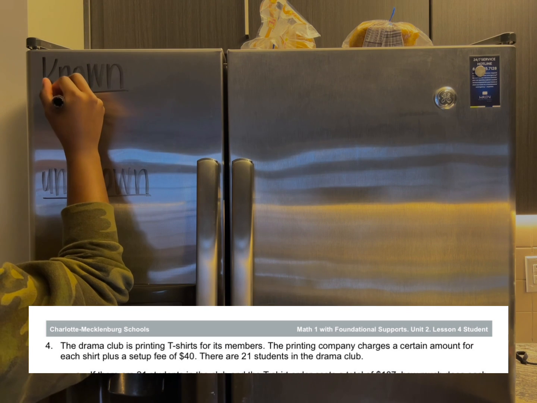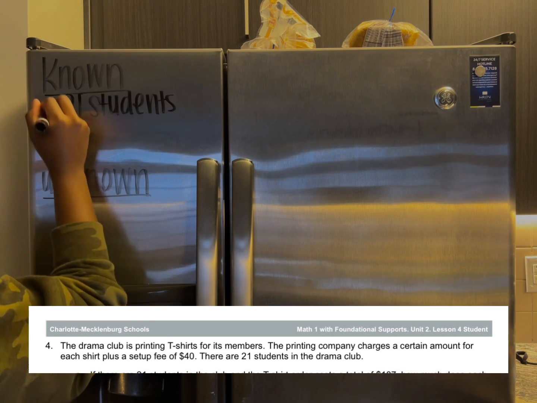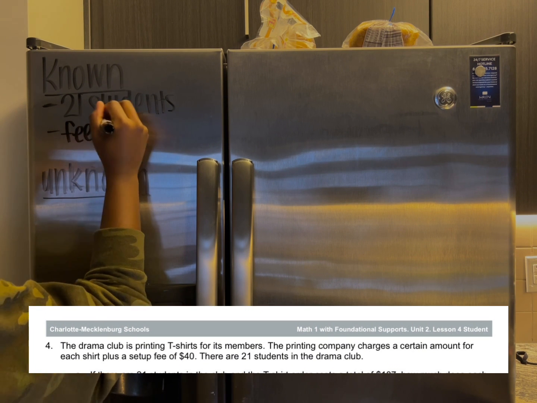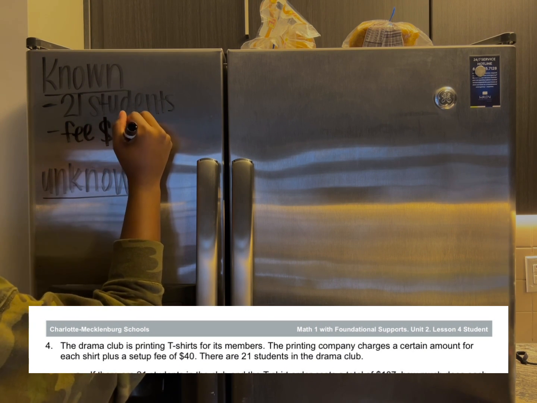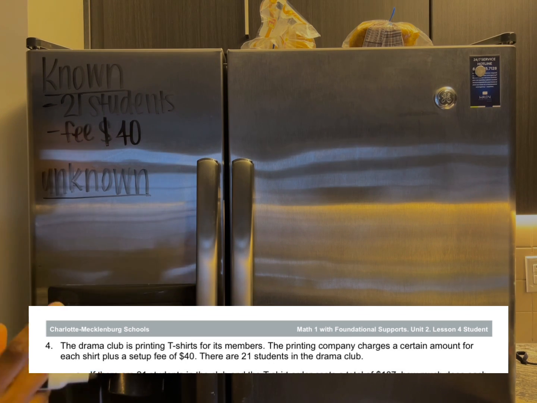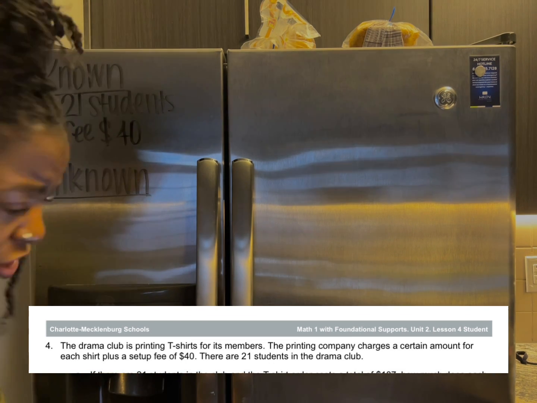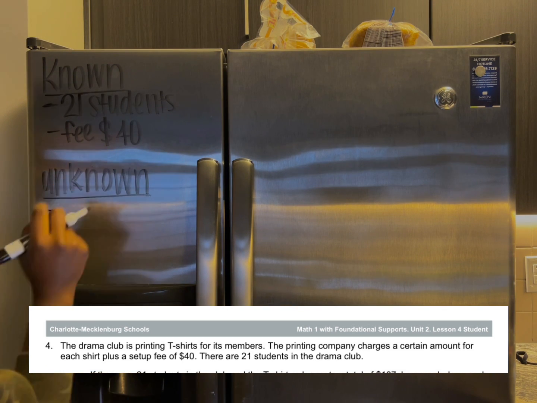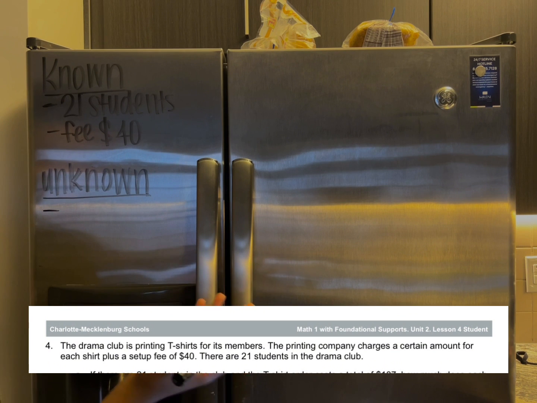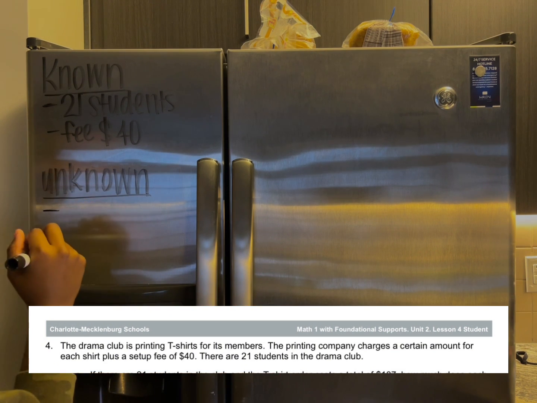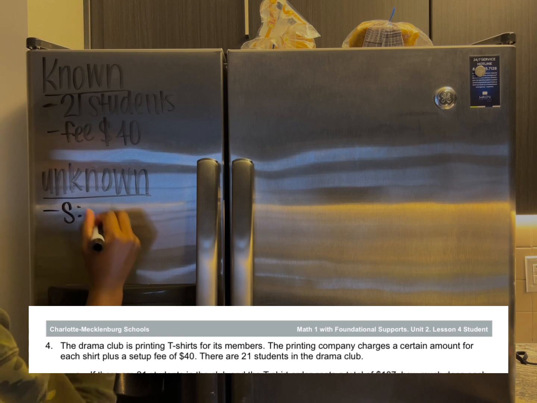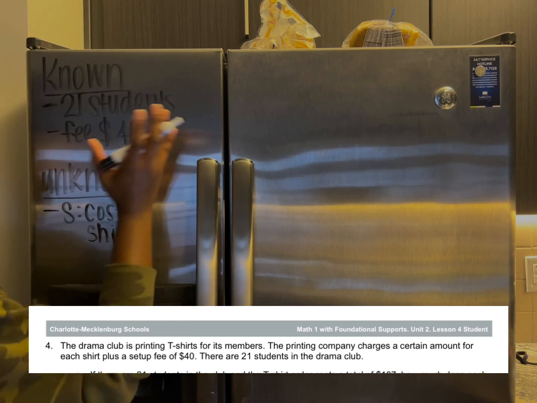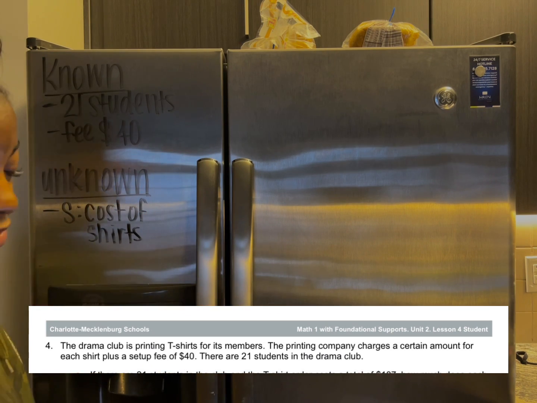I know that there are 21 students in the club. I also know that there's a fee of $40. What do I not know? How much are the shirts? I know how many shirts I need. I know the little fee. But I don't know how much the shirts cost. So I'm going to do S, and that is the cost of shirts. Now you could have paused before I made this, or you can pause right now to make your equation.